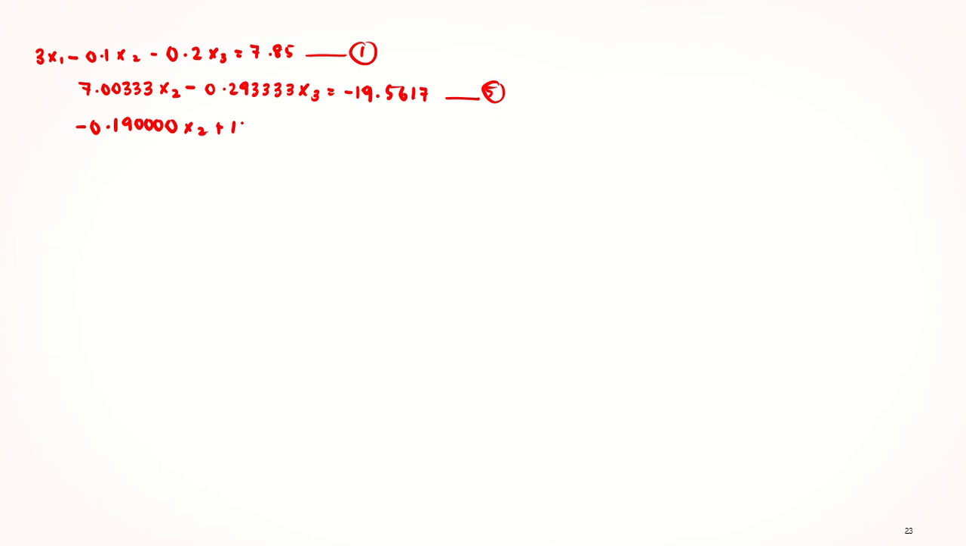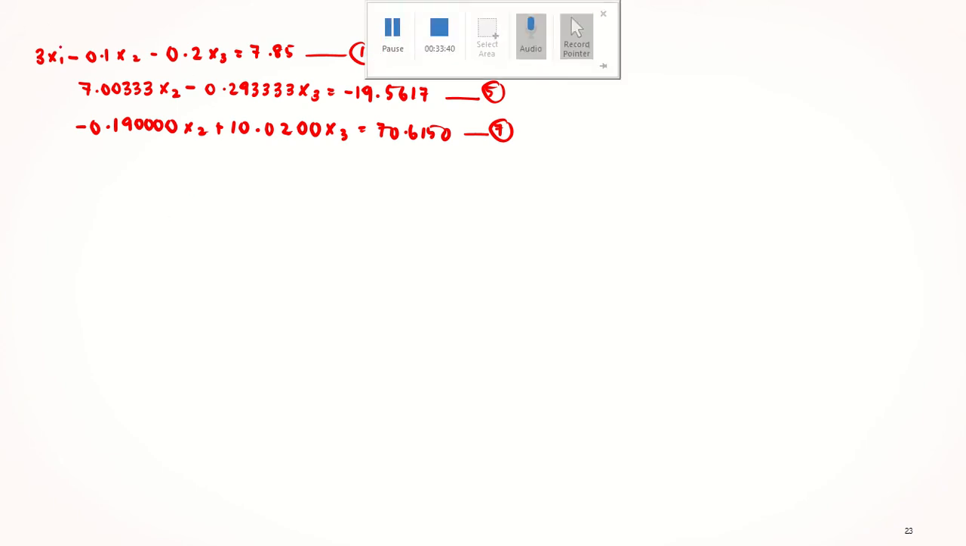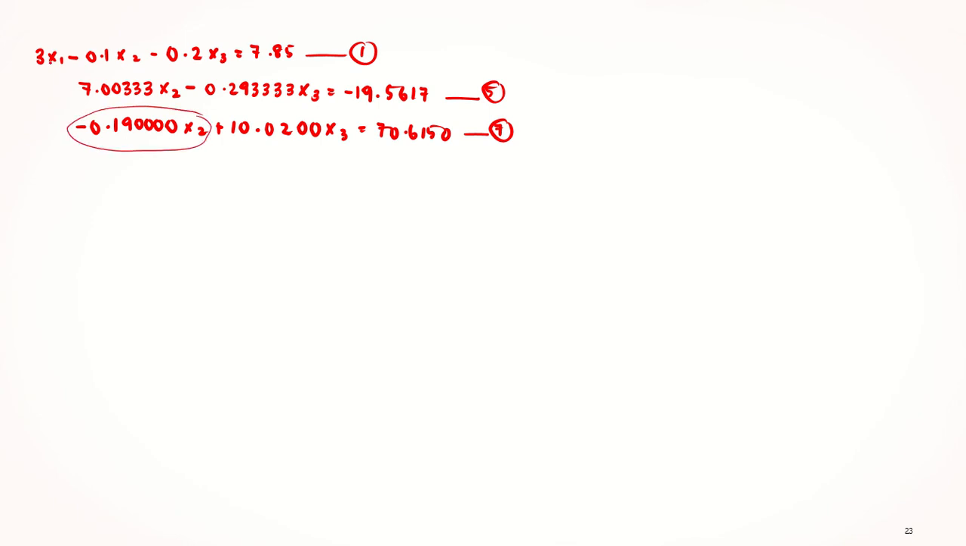x2 plus 10.0 x3 equals 70.6150. So this corresponds to equation 7. As you can see, this is not an upper triangular system, because we still have this element. In order for us to have a complete upper triangular system, we need to eliminate this particular element.